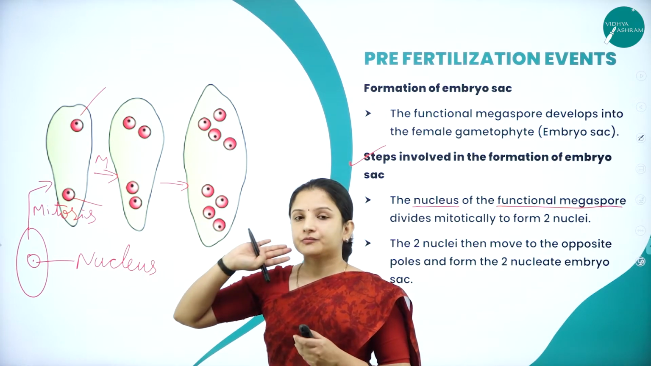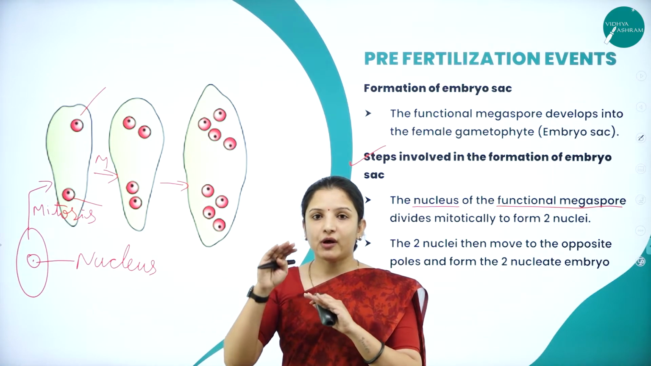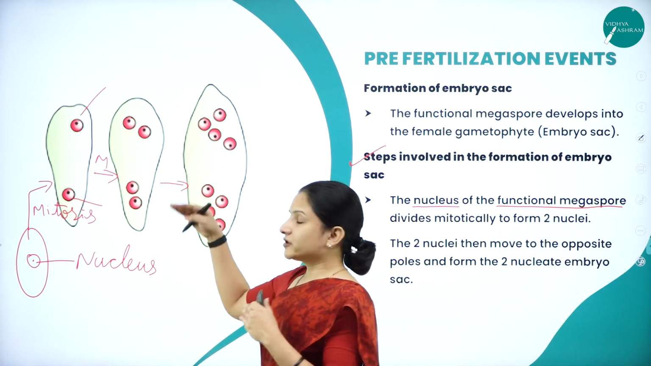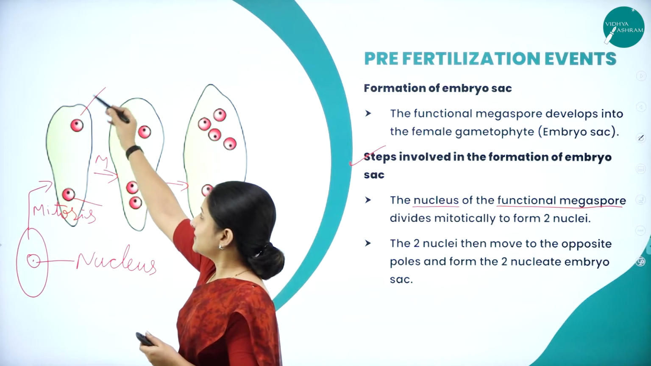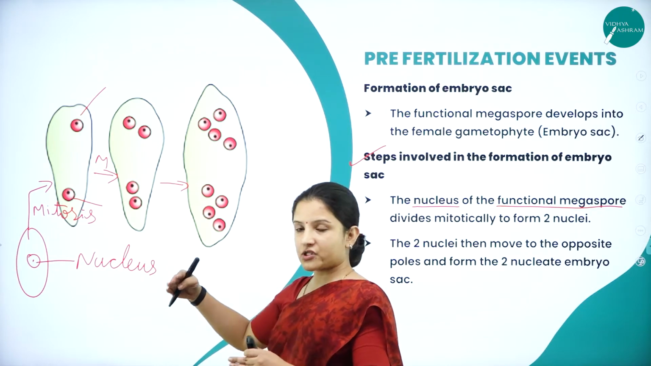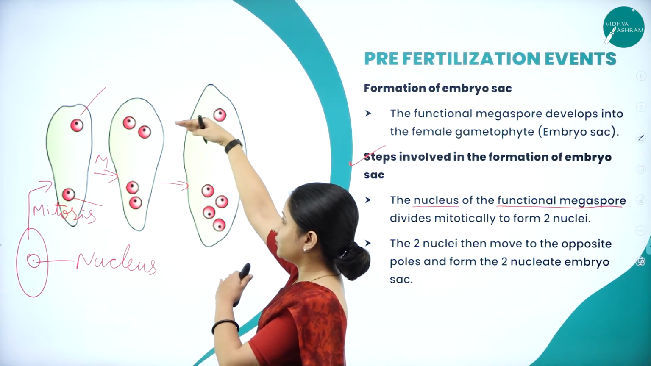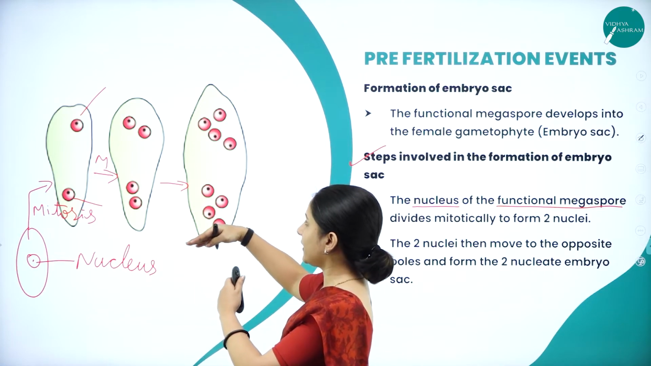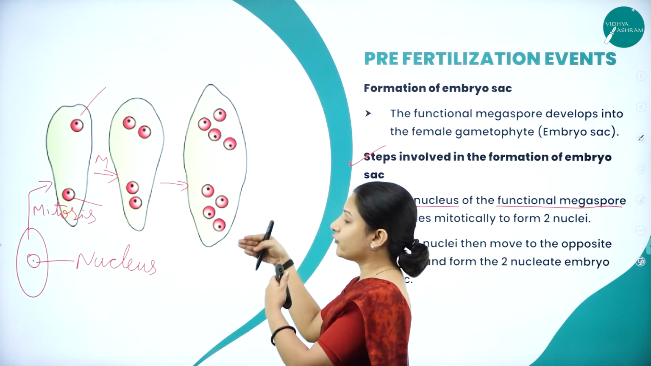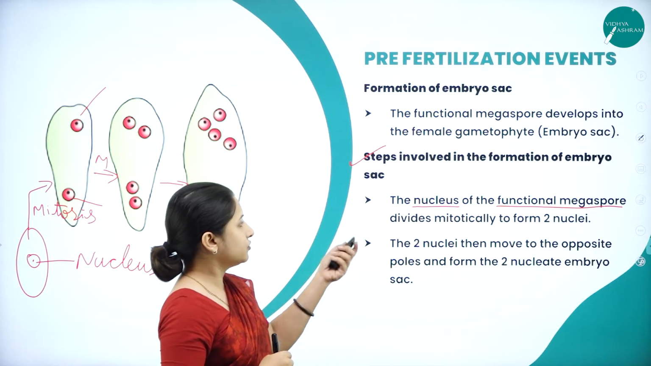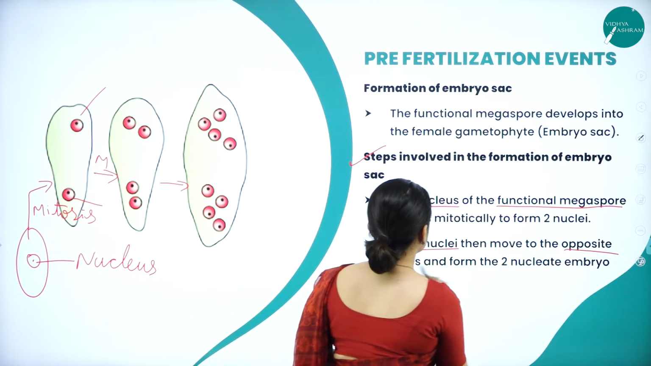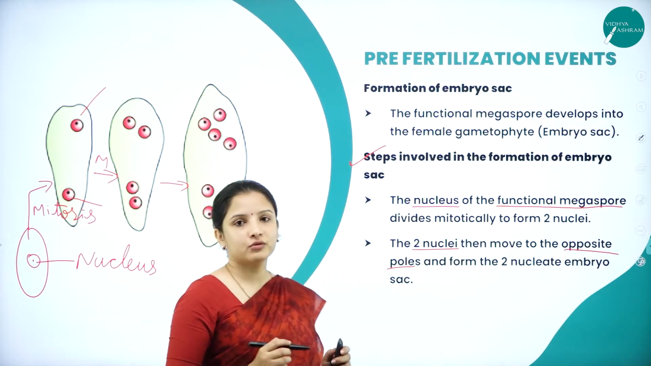Why has it moved to the opposite poles? Remember, in the 2 poles of the ovule, you had the antipodal cells, the egg cell and the synergids, right? So, if the cells have to form, that is why the nucleus divides to 2 poles. Again, this nucleus will undergo mitotic division and form 2 nuclei at one end and 2 nuclei at the other end. Again, mitotic division will take place and 4 nuclei will be formed at one end and 4 nuclei at the other end. So, the nuclei move to the opposite poles and form the 2 nucleate embryo sac.